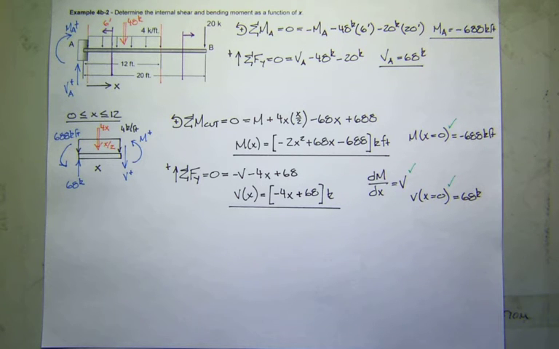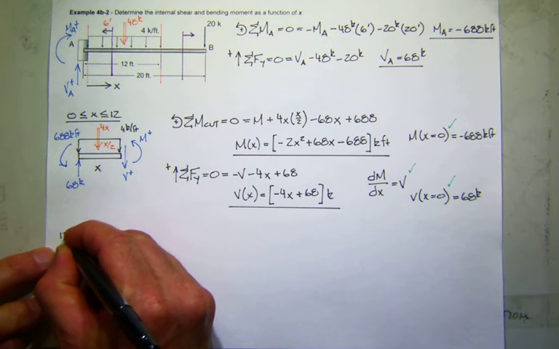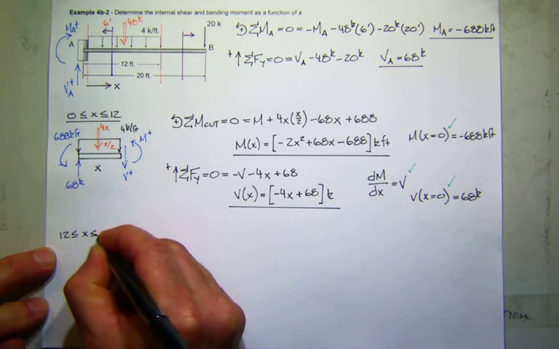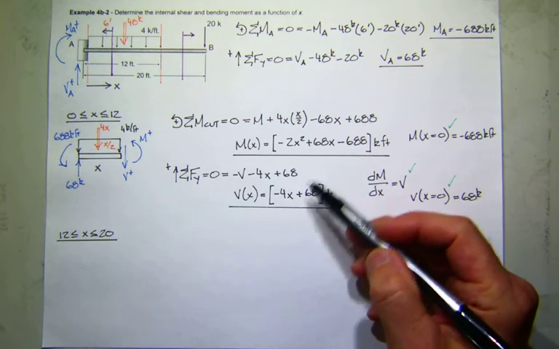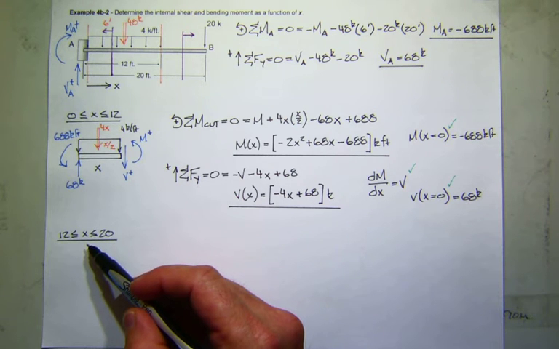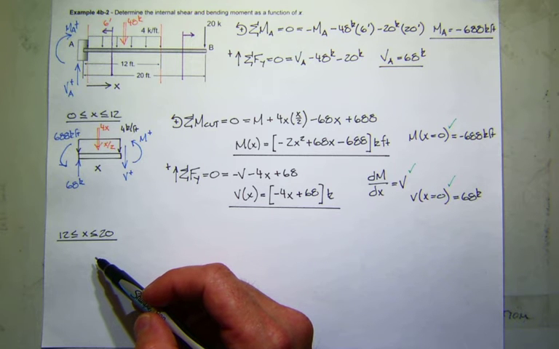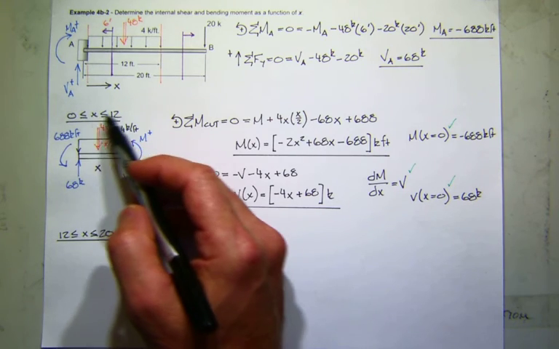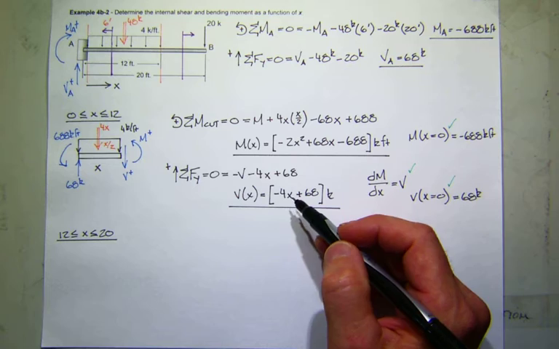Am I done? Unfortunately, I'm only halfway done. So what have I got left? I've got the group from 12 to 20. So my next set will be from 12 to 20. Can I use these equations to evaluate the shear force and bending moment from 12 to 20? Well, I can. Will I be correct? I will not. Right? So these are only correct in this range. Although you can put in any number you like in there, and it will give you an answer. It will be incorrect.